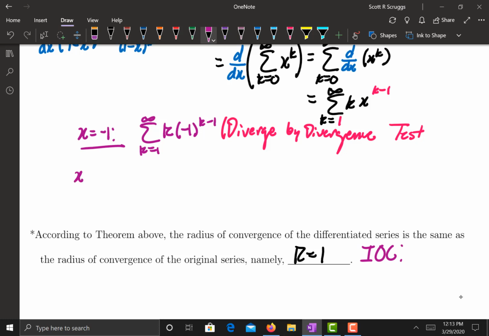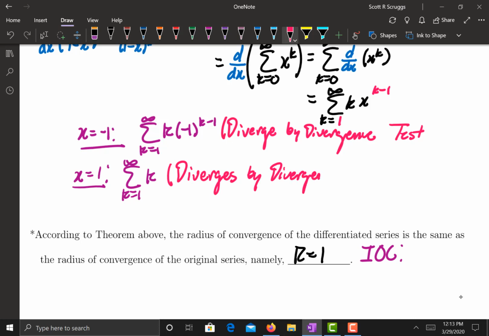Again, when I plug in 1 into my new power series, I just get k. And if I take the limit, we quickly get that this diverges by the divergence test. Okay. And so with that, we conclude that for this example in particular, we still have the same interval of convergence.